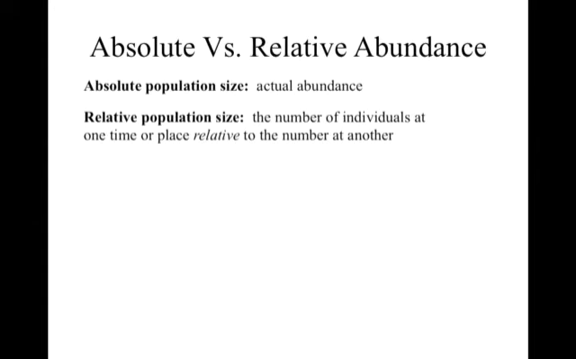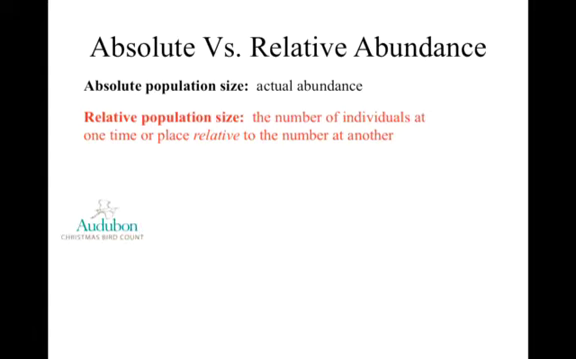All right. So there's another distinction when you're thinking about abundance, and that's the distinction between absolute abundance and relative abundance. Absolute abundance, or absolute population size, is the actual abundance. Relative population size, on the other hand, is the number of individuals at one time or place relative to the number at another. I think we all can get an idea of what absolute population size might mean. I'm going to show you what relative population size is.